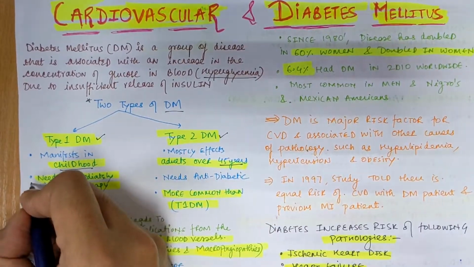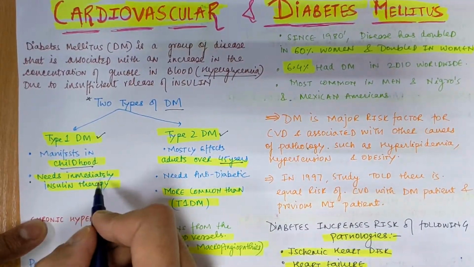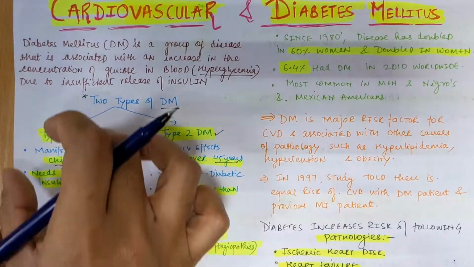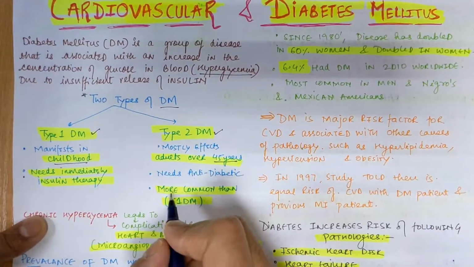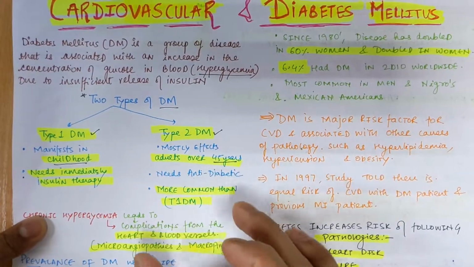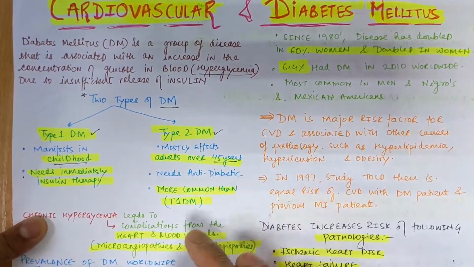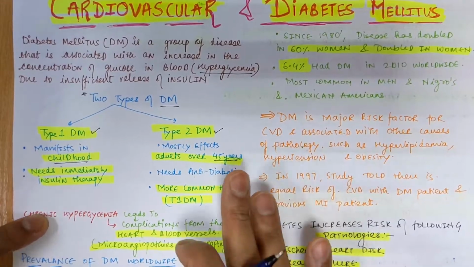In this case, for the treatment or for prophylaxis, we need immediate insulin therapy in the case of type 1 diabetes mellitus. In type 2 we have anti-diabetic drugs, okay, and type 2 is more common than type 1 diabetes mellitus.